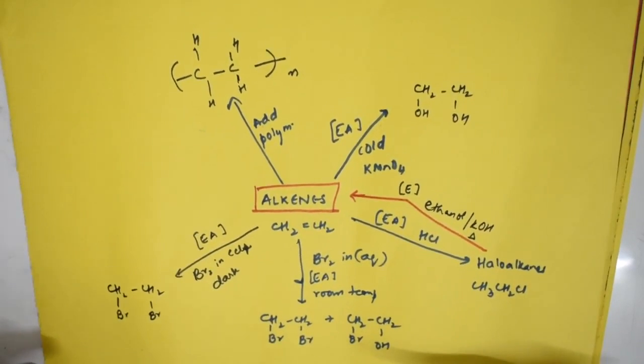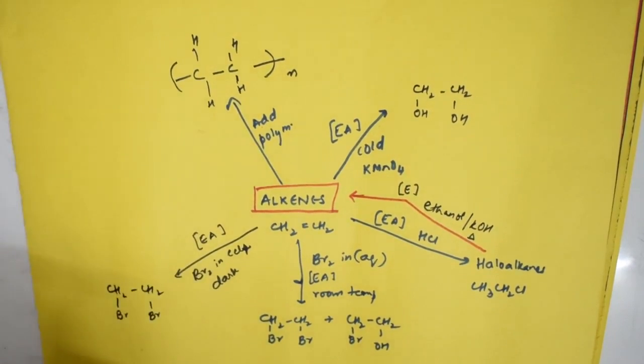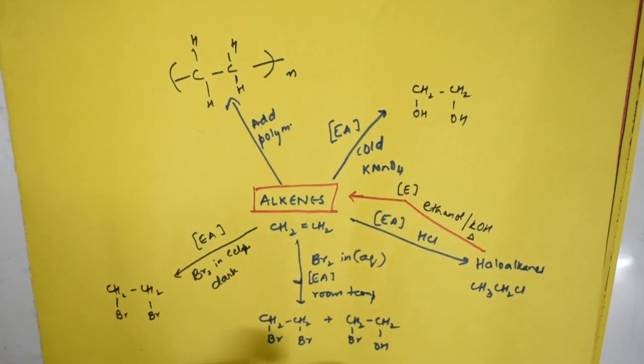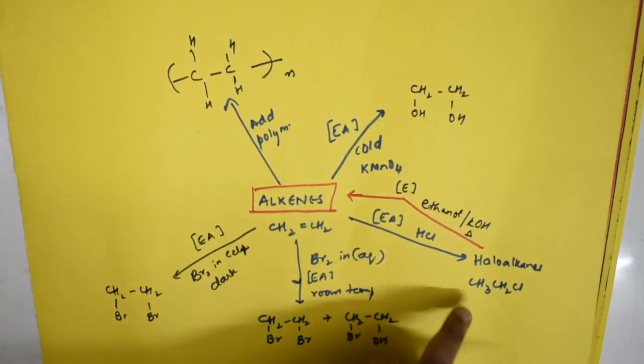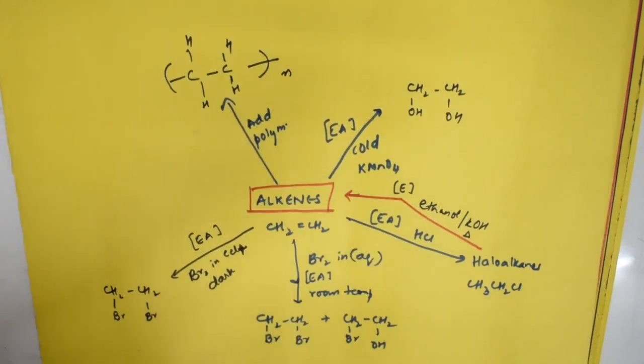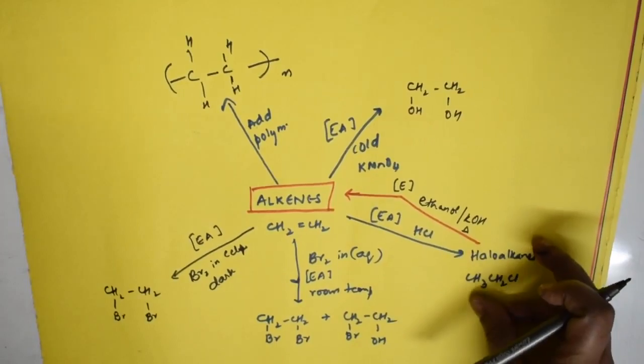This is fine. Yes. So one is the addition polymerization, one is the KMnO4, this part. One is formation of dihalide, here formation of two compounds, here the formation of haloalkane, and haloalkane back to alkene. This is fine. Okay, clear. Yes. Now we've stopped here, isn't it? Now we will take from here.